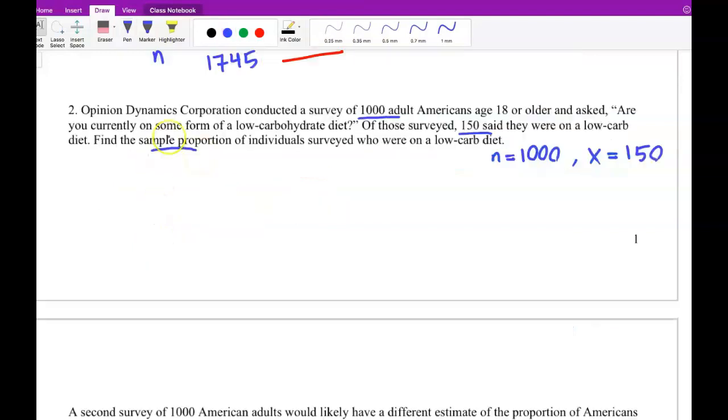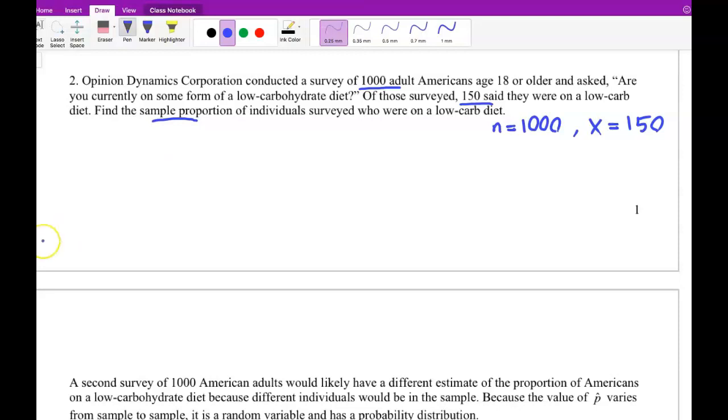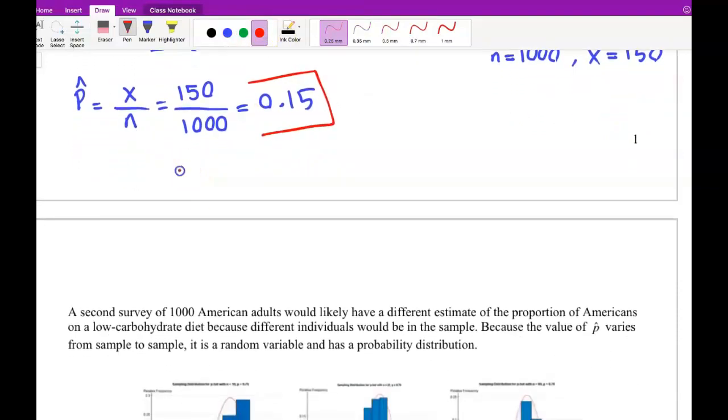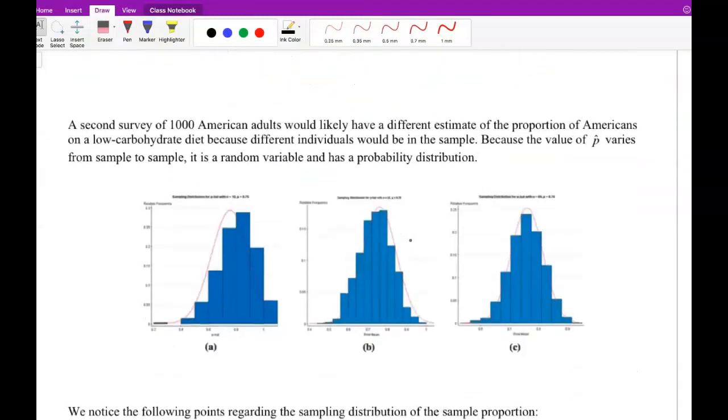Asking for the point estimate for the proportion is exactly the same as asking for the sample proportion. P hat is x divided by n, which is 150 over 1,000. Okay, divide. The answer is 0.15. That means 15% are on a low carb diet. Okay, next page.